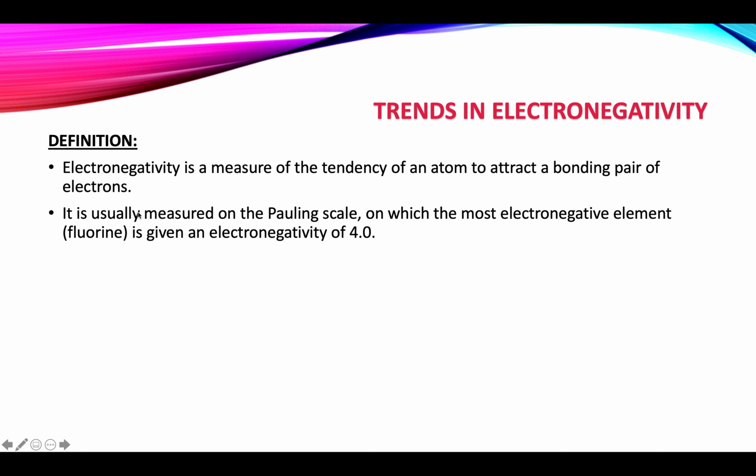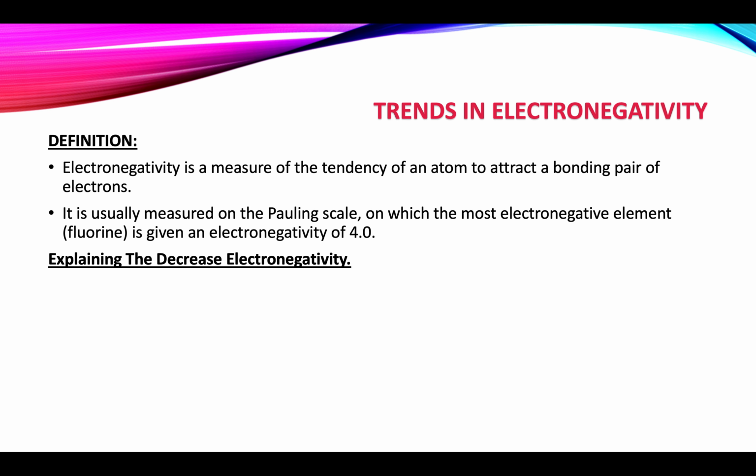Electronegativity. Electronegativity is a measure of the tendency of an atom to attract a bonding pair of electrons towards itself. According to Pauling's scale, the highest electronegativity element in the periodic table is fluorine, which is 4.